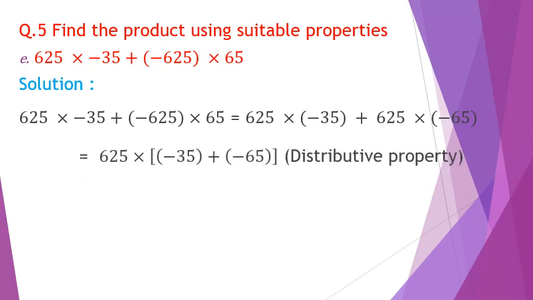Now we can use the distributive property here. 625 is common. We can take it outside in the bracket. Minus 35 plus minus 65 equal to 625 into minus 100 equal to minus 62,500.